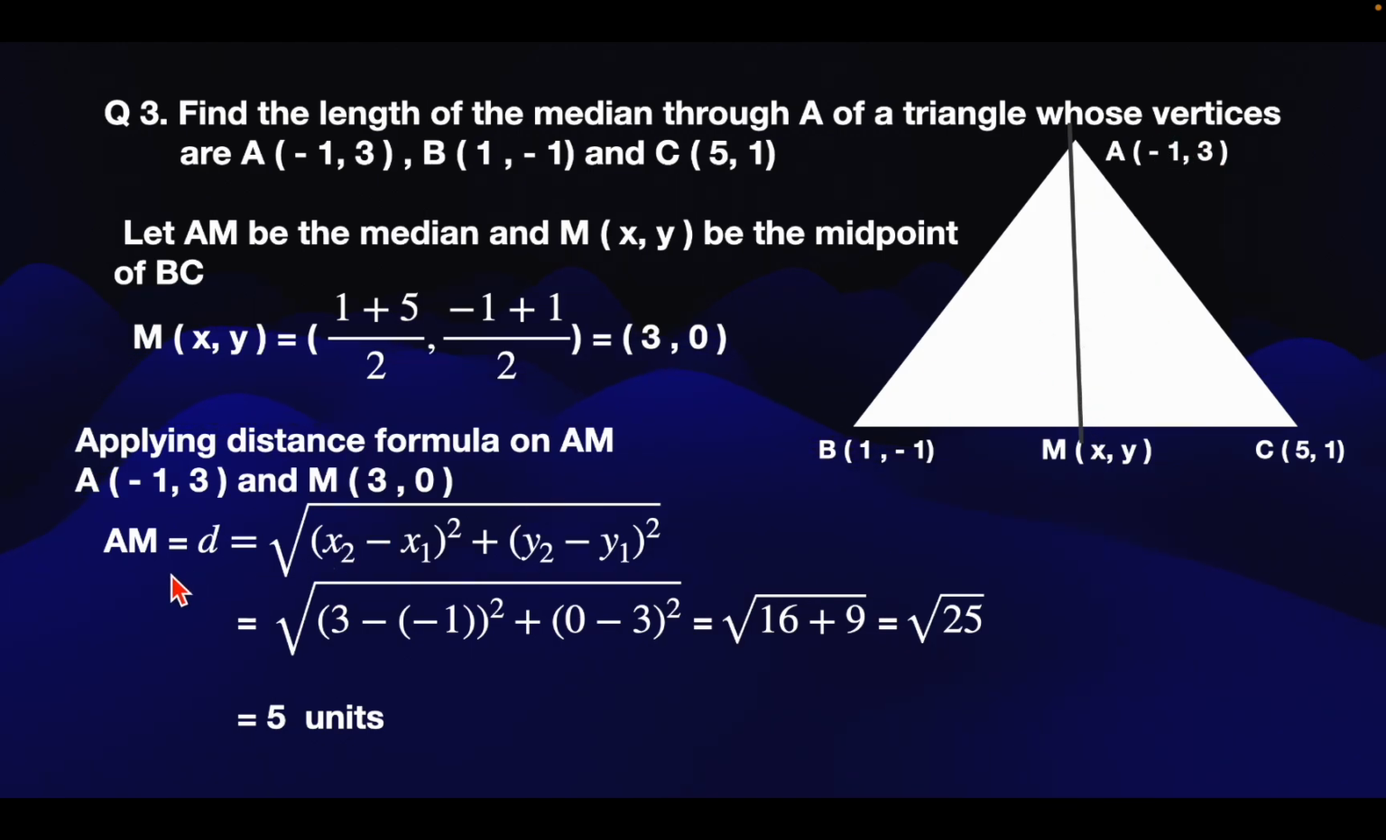Okay, we know the distance formula, that is equal to square root of (x2 minus x1) the whole square plus (y2 minus y1) the whole square. Here x1, y1 will be the point A, and x2, y2 will be this point M. Okay, substitute, use the distance formula and you will get the answer, the length AM.